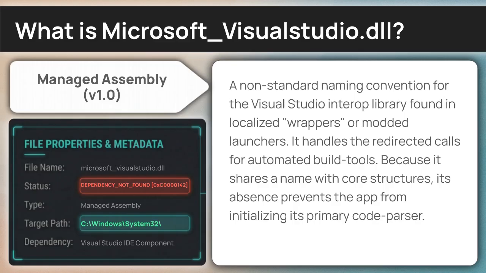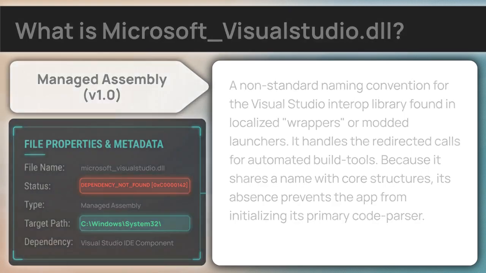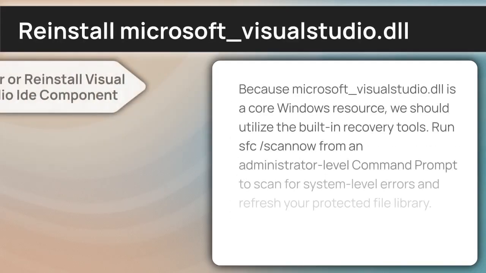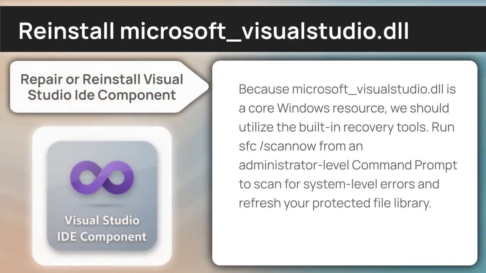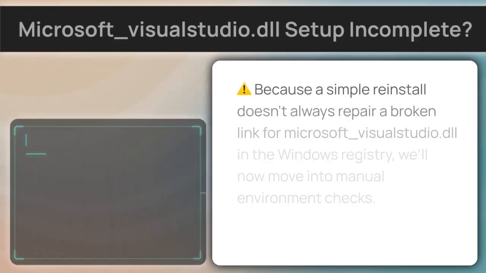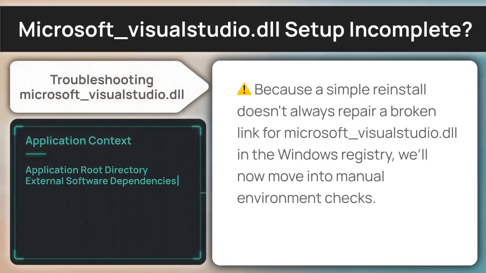Now that the technicals are covered, let's run the official installer. Because Microsoft Visual Studio Library DLL is a core Windows resource, we should utilize the built-in recovery tools. Run sfc /scannow from an administrator-level command prompt to scan for system-level errors and refresh your protected file library. If that initial setup didn't clear the pop-up, let's examine the specific initialization sequence assigned to your applications directory.